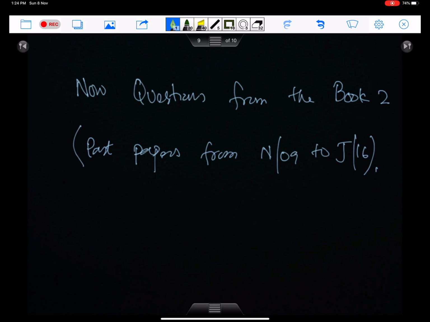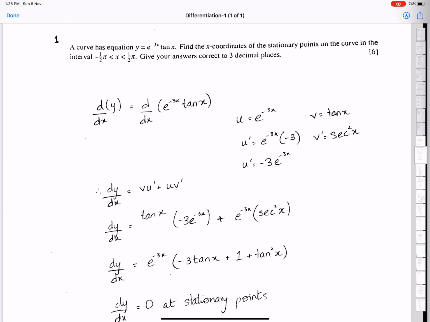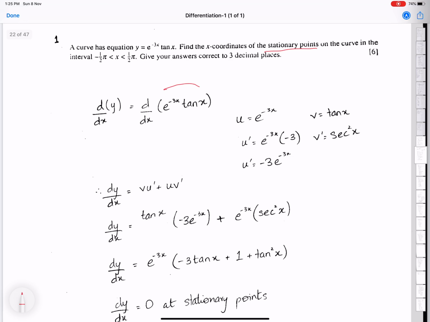Now, questions from the book 2. Past papers from November 9 to June 16. I will discuss the solutions of some important questions here. So this is question number 1. A curve has equation e to the minus 3x tan x. The question is, find the x coordinates of the stationary points of the curve. Give your answer in 3 decimal places.